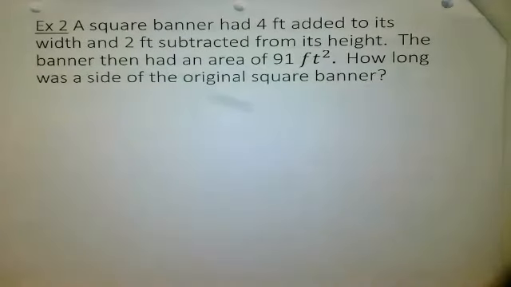Example 2. A square banner had 4 feet added to its width and 2 feet subtracted from its height, which means it must no longer be square. The banner, after changing things up, had an area of 91 square feet. How long was a side of the original square banner?